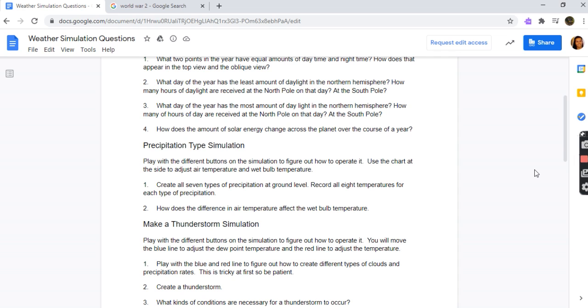Precipitation types simulation. Play with the different buttons on the simulation to figure out how to operate it. Use a chart at the side to adjust air temperature and wet bulb temperature. Create all 7 types of precipitation at ground level. Record all 8 temperatures from each type of precipitation. How does a difference in air temperature affect the wet bulb temperature?